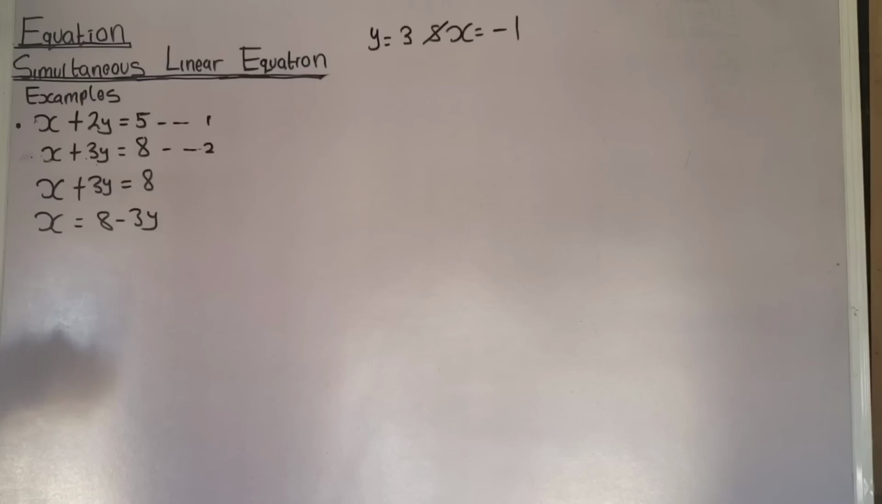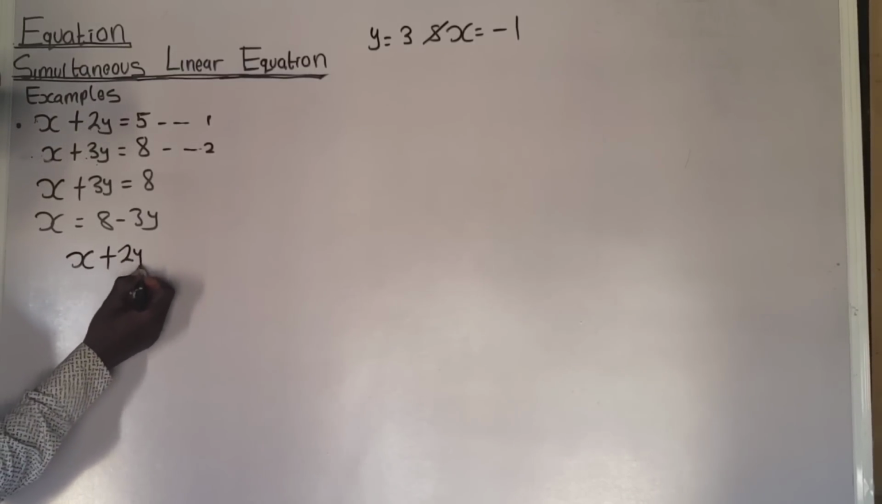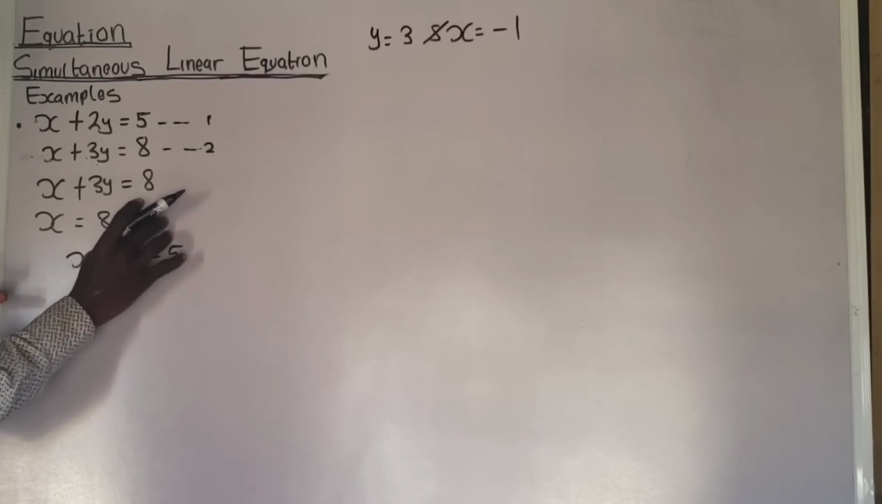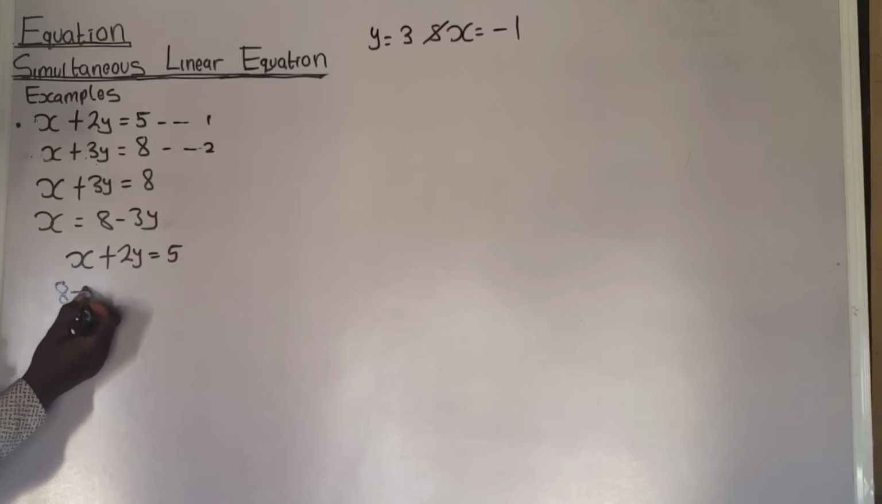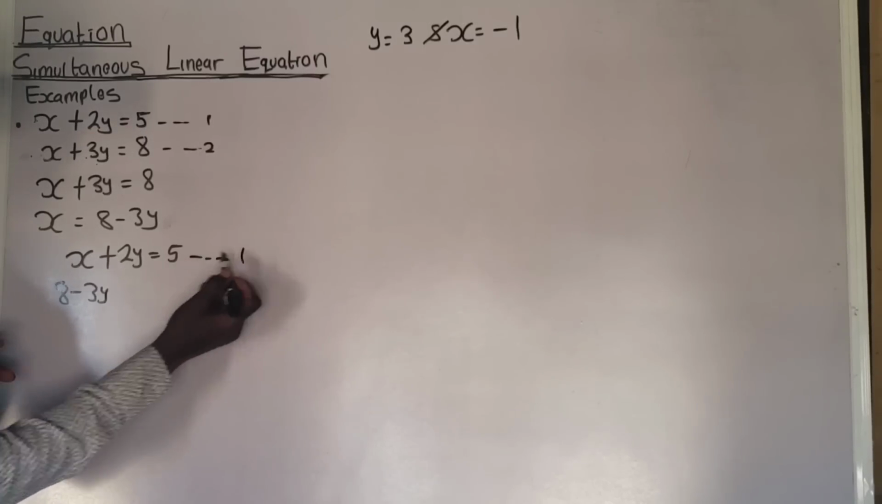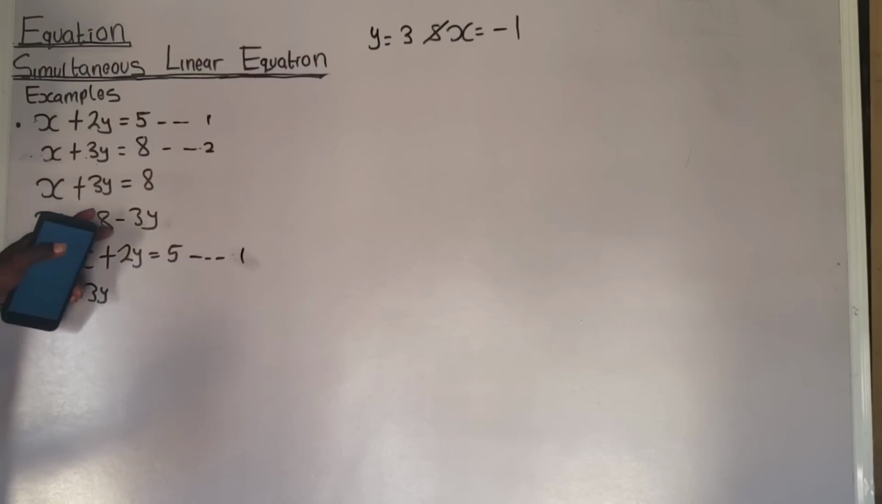Do you understand? Having made x the subject of the relation in equation 2, I'm going to substitute the value of x into the first equation. So the first equation is what? X plus 2y equals to 5. Now, when x is equals to 8 minus 3y, so I'm going to have 8 minus 3y. This is equation 1, sorry. I made x the subject of the relation in equation 2, which is x is equals to 8 minus 3y.